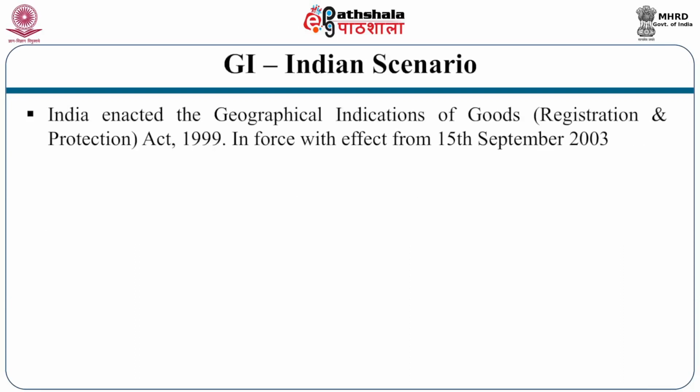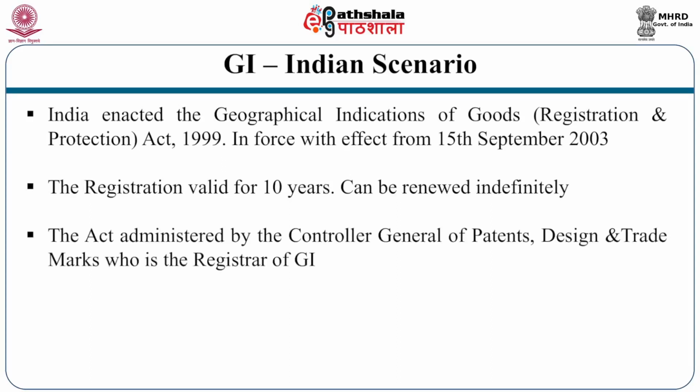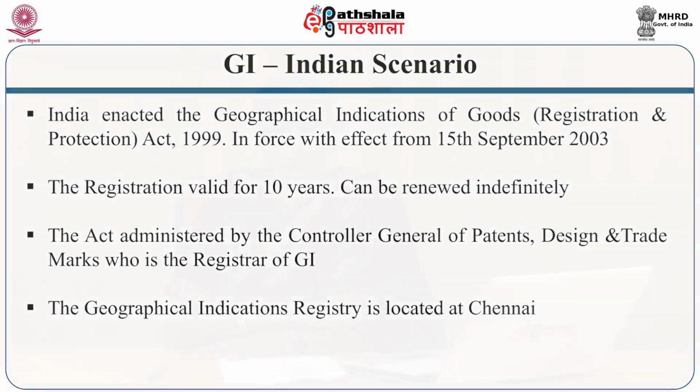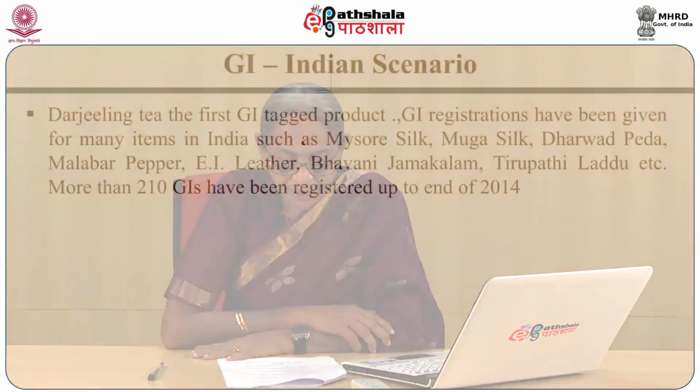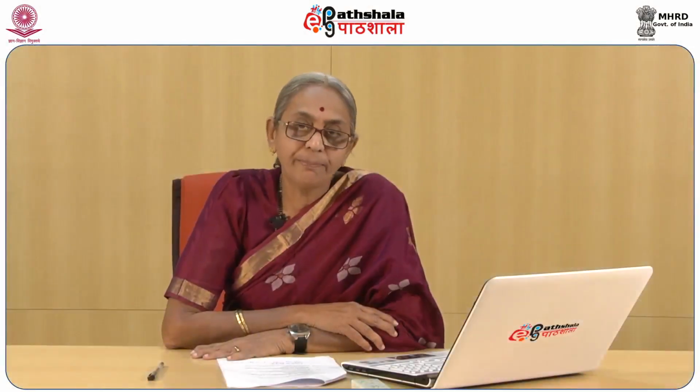India enacted the Geographical Indications of Goods Registration and Protection Act in 1999, and it came into force in September 2003. The registration is valid for 10 years, but can be renewed indefinitely. The Act is administered by the Controller General of Patents, Trademarks and Designs, who is also the Registrar of Geographical Indications. The head office is in Chennai. You will be interested to know that Darjeeling tea was the first product to get a GI tag in India. GI registrations have been given for many items such as Mysore silk, Dharwad peda, Tirupati laddu, Bhavani Jamakalam, Ilkal sarees and so on. If you go through the website, you will find the list of GI tags which have been given over the years.